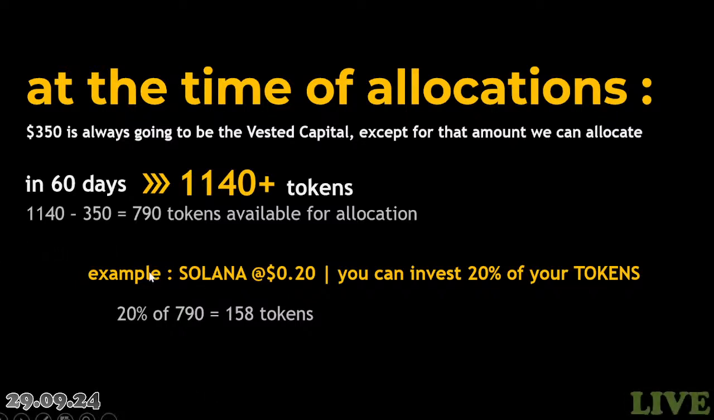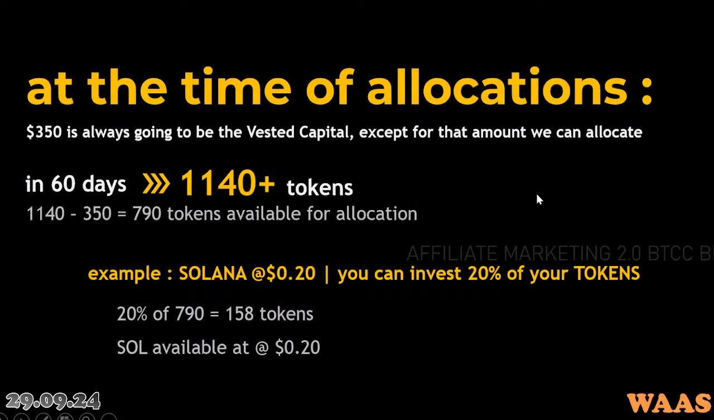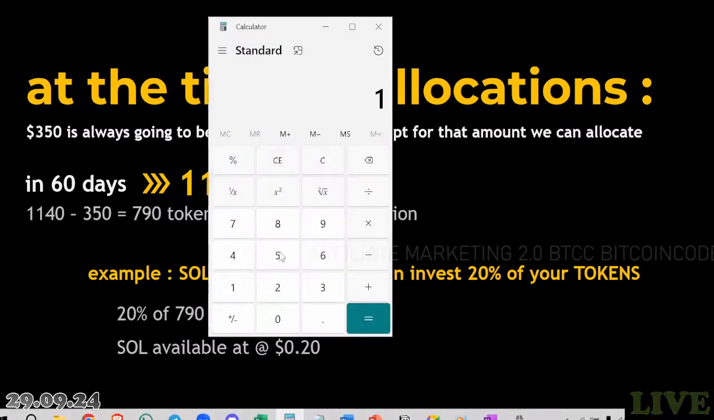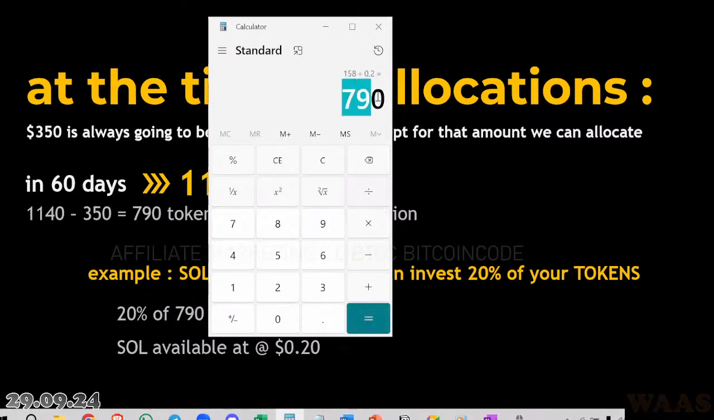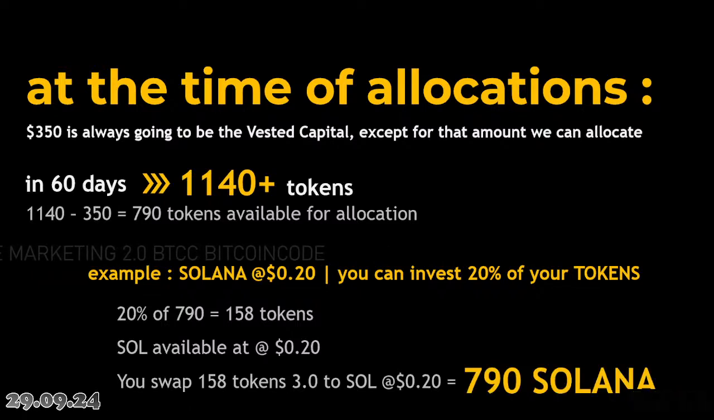Now we have 790 tokens available for allocation, and we will only be able to put 20% of these tokens. So 20% of 790 is 158 tokens. So that means Solana, if available at $0.20, with 158 tokens divided by 0.20, that's 790 Solana project tokens. So now you have swapped your token 3.0s into Solana. Those are the project tokens. So you now have 790 Solana.